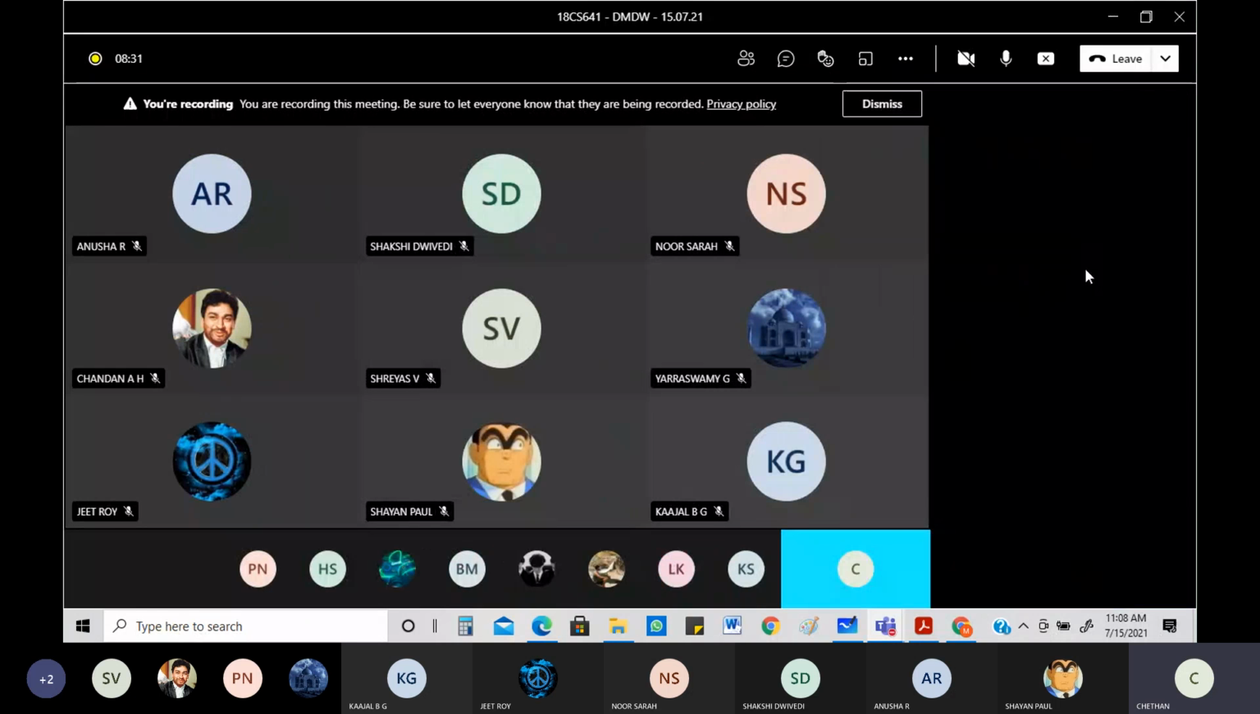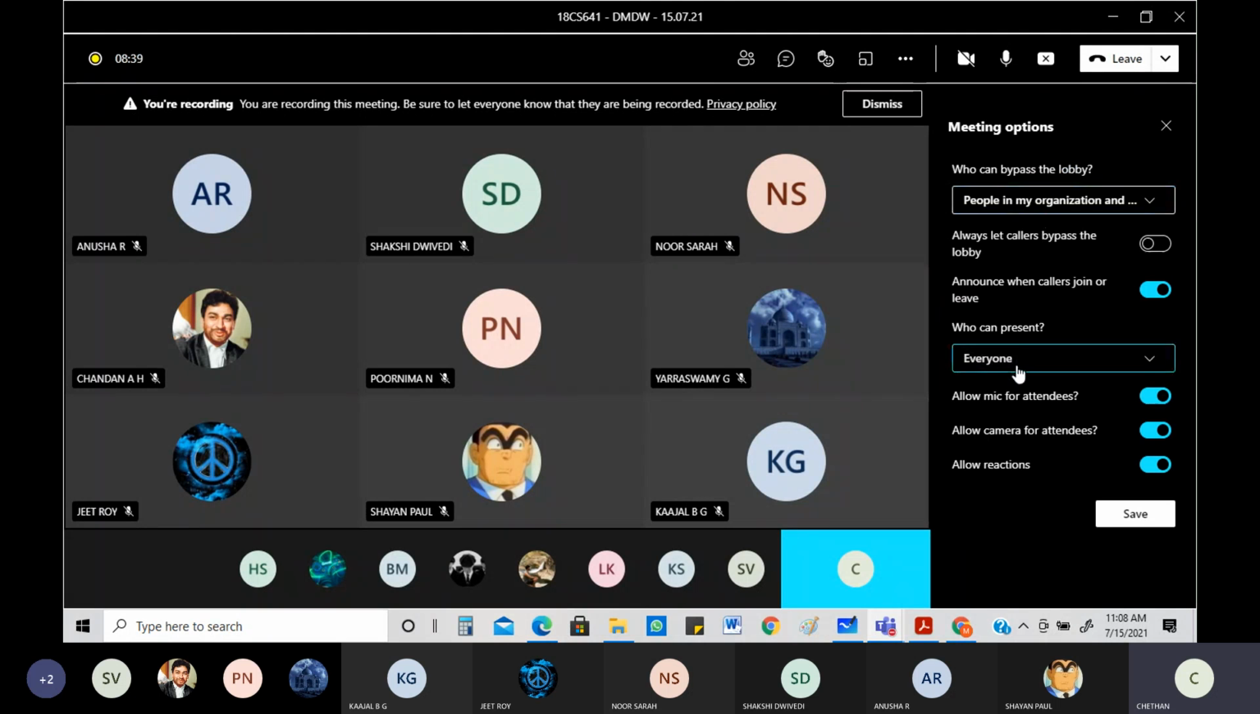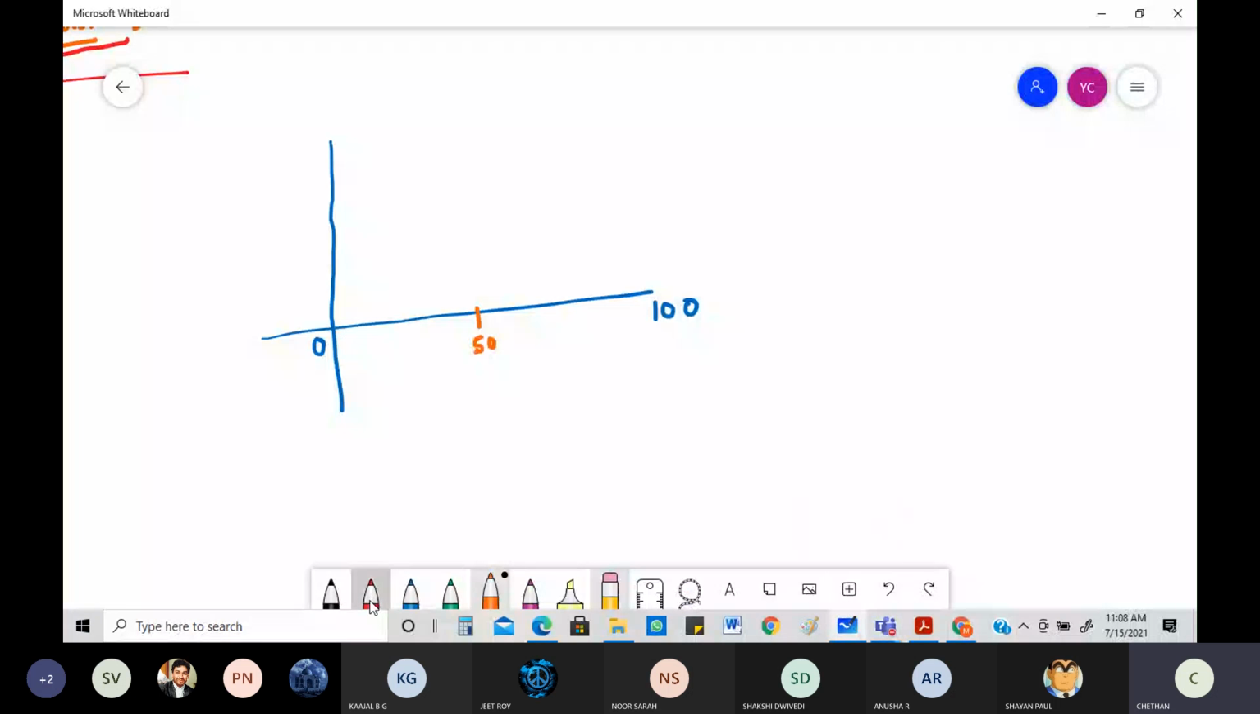One second, I'll just make sure that no one else is coming. I've seen a few instances of other people joining, so let's limit it to the people we want. Okay, fine. So please mute yourself.